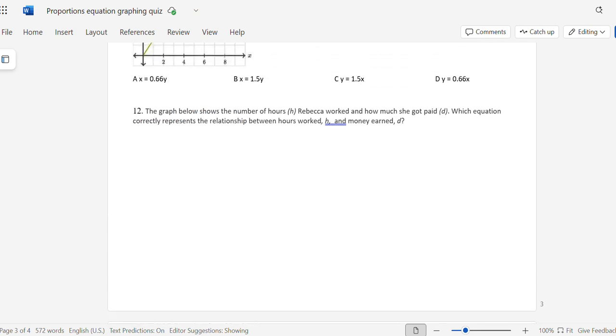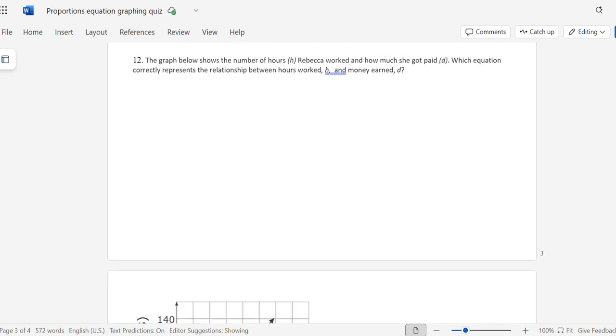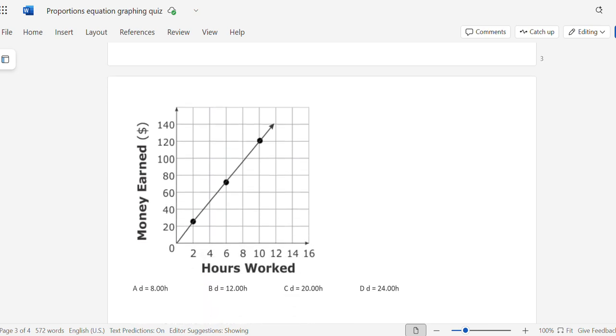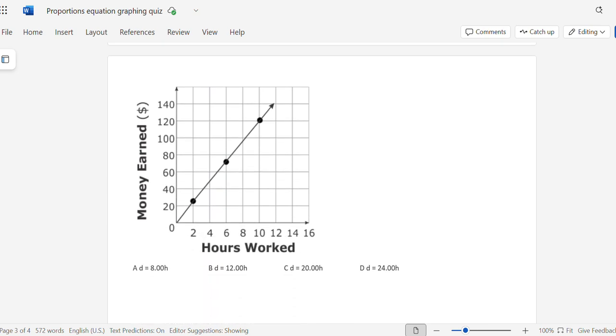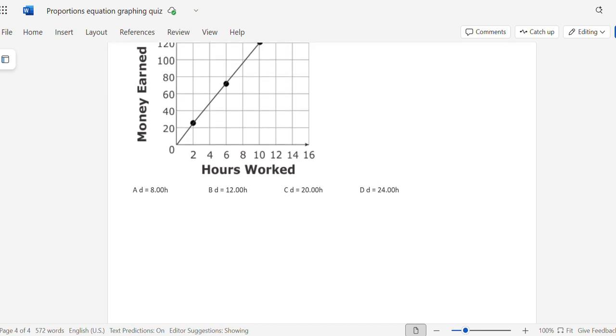Number 12. The graph below shows the number of hours H Rebecca worked and how much she got paid D. Which equation correctly represents the relationship between the hours worked H and money earned D? And the graph is below with hours worked and money earned. A, D equals 8.00H. B, D equals 12.00H. C, D equals 20.00H. D, D equals 24.00H.